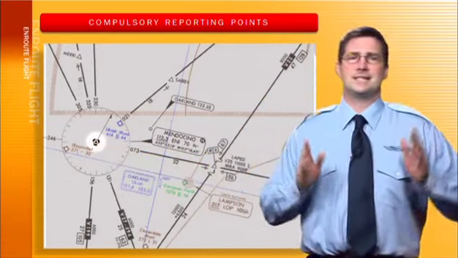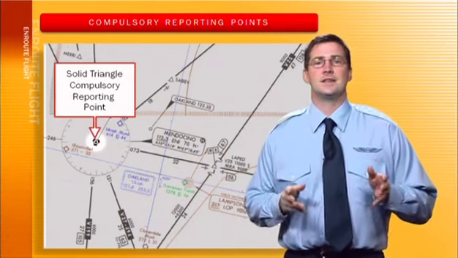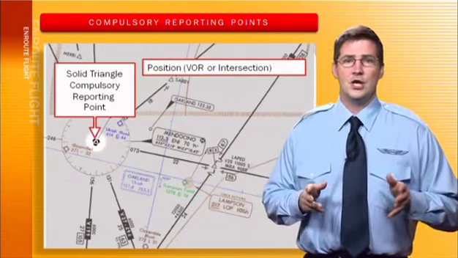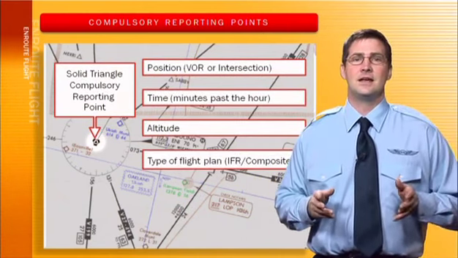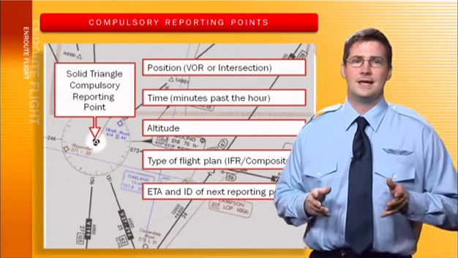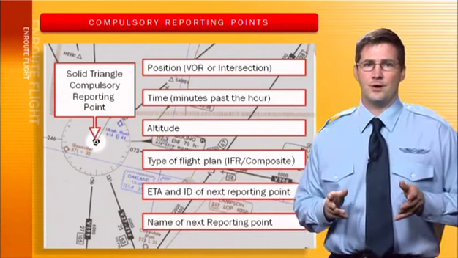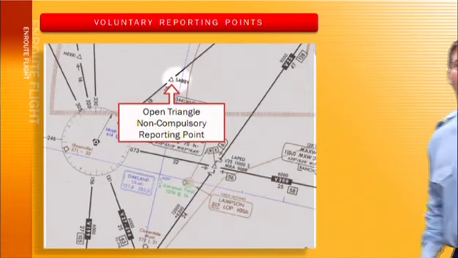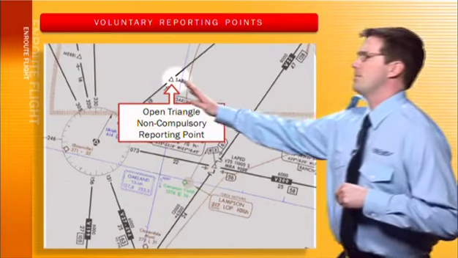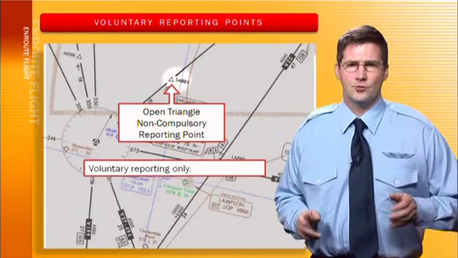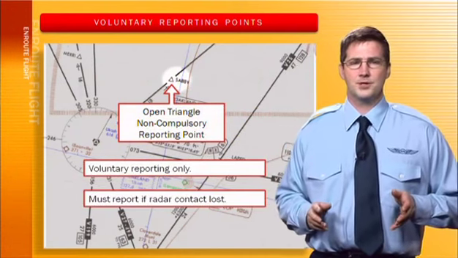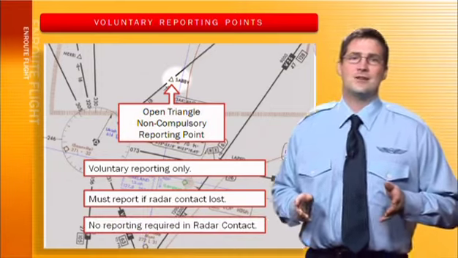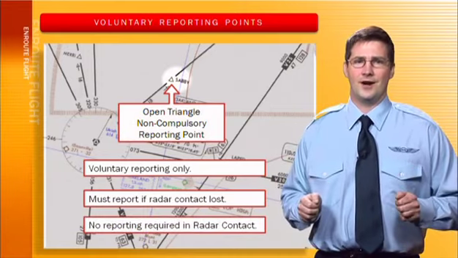Now you must report six items: your position, the time in minutes past the hour, your altitude, the type of your flight plan, the ETA and name of your next reporting point, and the name of the next succeeding reporting point. Back to the chart, we can see an open triangle, non-compulsory reporting point here on this particular airway. Here's the example right up here. These are voluntary reporting unless radar contact is lost, and then you must treat them like a regular compulsory reporting point. However, if you are in radar contact, no report is required.